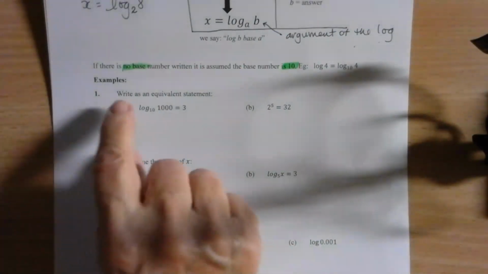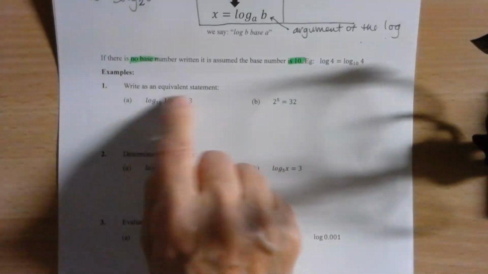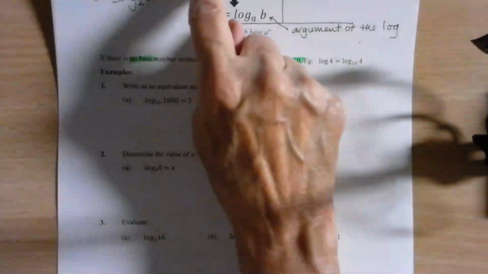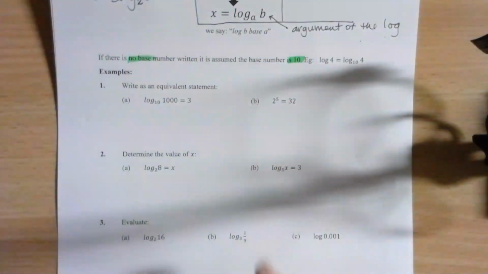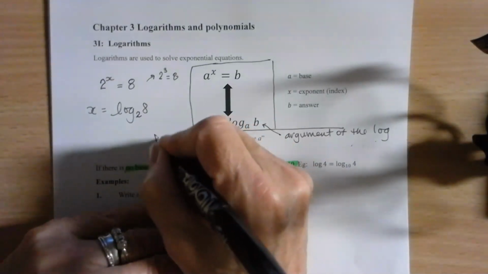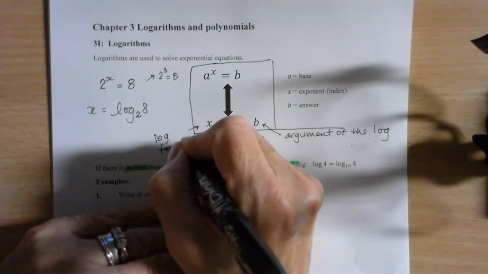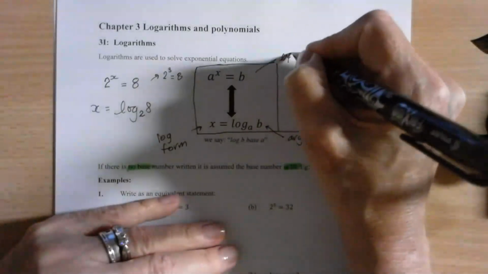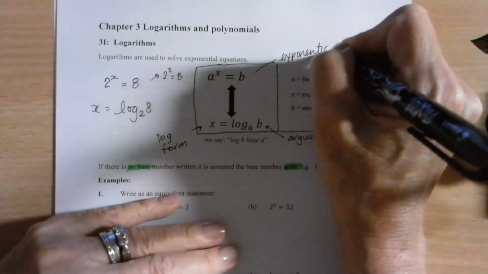Okay, so let's do this. Write as an equivalent statement. So I'm in log form. I'm going to write it in exponential form. Should we write that down? This is log form. And this is exponential form.